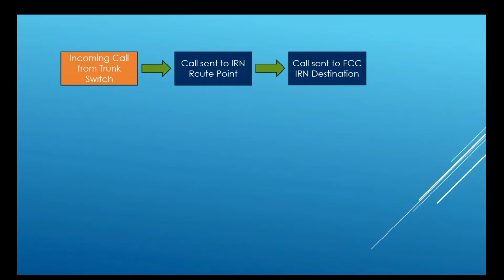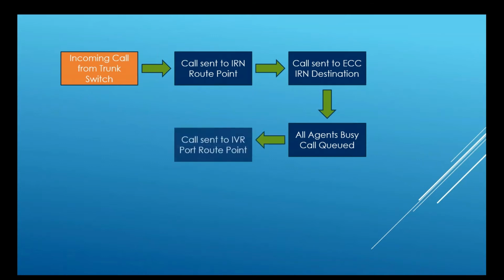But we're going to look at the destination of that IRN and make a decision about where to send it next. So for the purposes of this example, I'm just sending it to a service, and we're going to pretend it's in that service. We're going to look for an available agent, and shoot, all of our agents are busy. So we have to queue this call. At that point, we send it back to another route point.